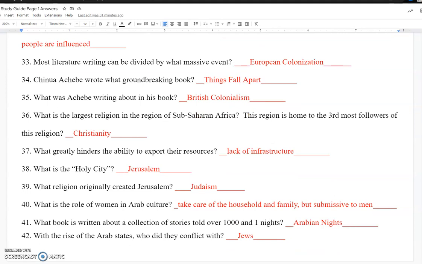40, what is the role of women in Arab culture? That was to take care of the household and family, but they are also very submissive to men in that respect. 41, what book is written about a collection of stories told over 1001 nights? That's Arabian Nights, or 1001 Nights if you want to be technical about it. And then 42, with the rise of the Arab states, who did they conflict with? The Jews. All right, that is all for page 1.